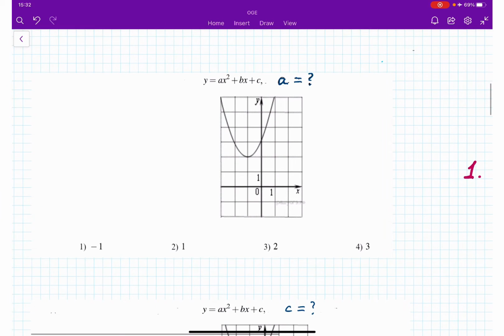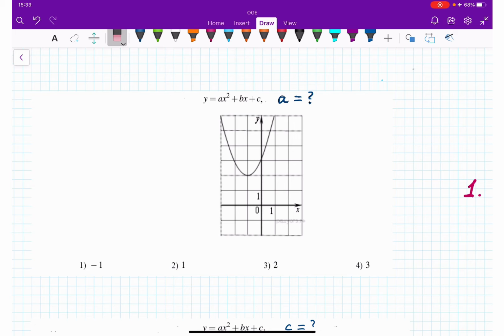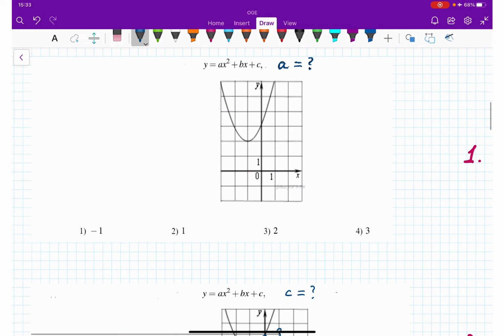Here is your graph of the function ax squared plus bx plus c. You don't have anything, you just have the graph. Find the value of a. Okay, so what do we have? We have the minimum point here, right? We have the minimum point that has -1 and +2 coordinates, right?